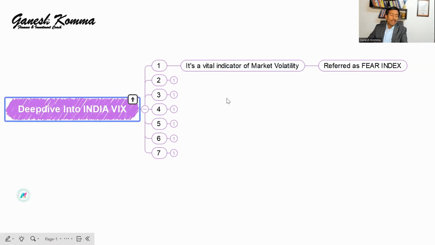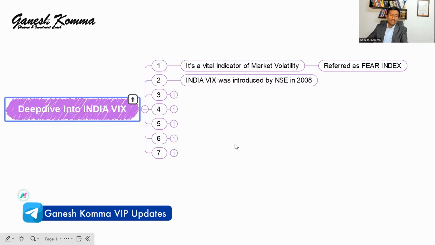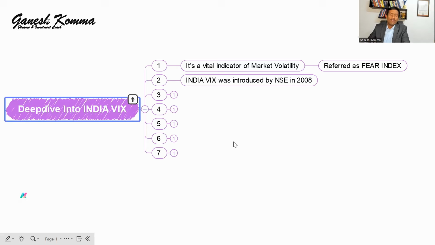So this is a very vital indicator. Like how you load a stock in TradingView, or how you load a sector like Nifty IT or Nifty FMCG in TradingView, you can load an indicator also. You can load India VIX similarly. We will discuss a lot of practical examples on this. India VIX was introduced by the National Stock Exchange in the year 2008 to give investors and traders a view about short-term volatility in the market for the next 30 days.